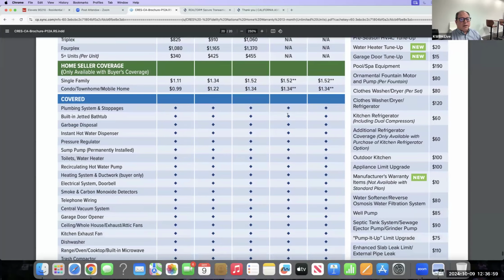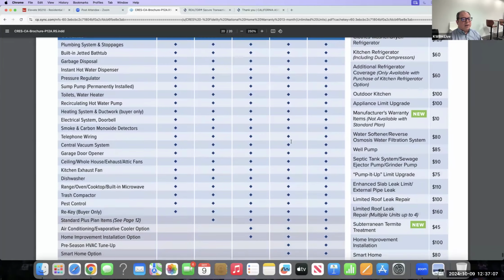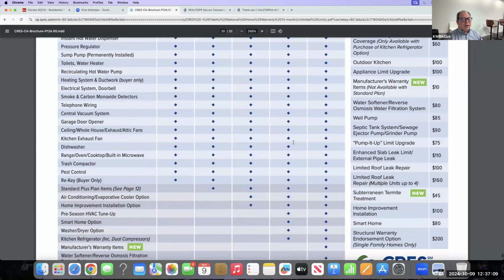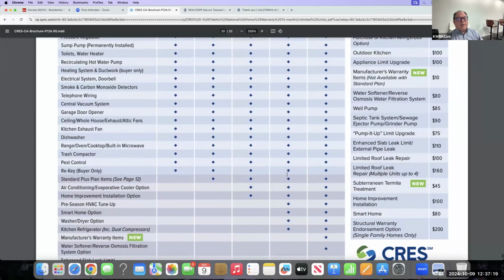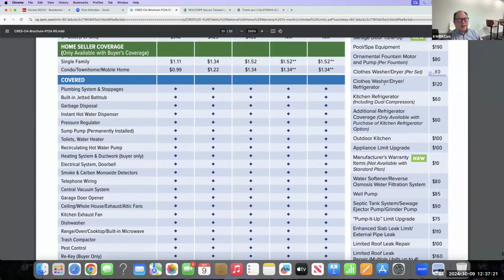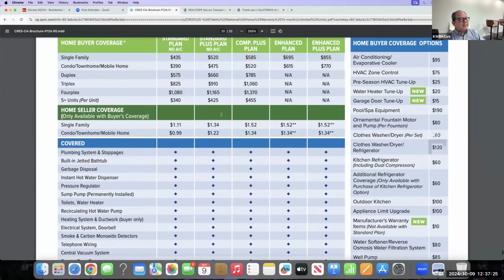It covers the plumbing, the jet tub, the garbage disposal, the hot water dispenser, the pressure regulator, sump pump, toilets, water heater, electric doorbell, garage door opener. Not only that, it includes extra things: air conditioning, washer dryer option, kitchen refrigerator. It included everything. There are additional things you can add here on the right, like the pool spa for $190. So this is what we're asking for.